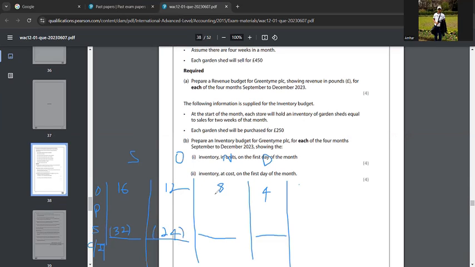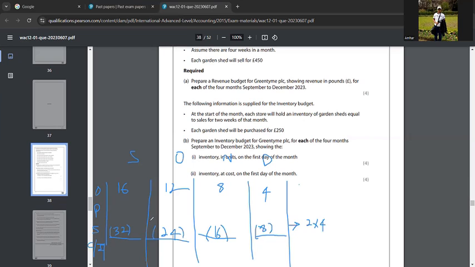And then for November, they are saying 4 garden sheds a week in November. So 4 into 4, which is 16. And then for December, they are saying 2 garden sheds a week in December. So 2 into 4, which is 8. So I'll write only December's working. That is 2 into 4. Now let's look at the closing inventory. So after that, you have to balance and take the missing figure for purchases. Did you understand that? Yeah, I understand that.